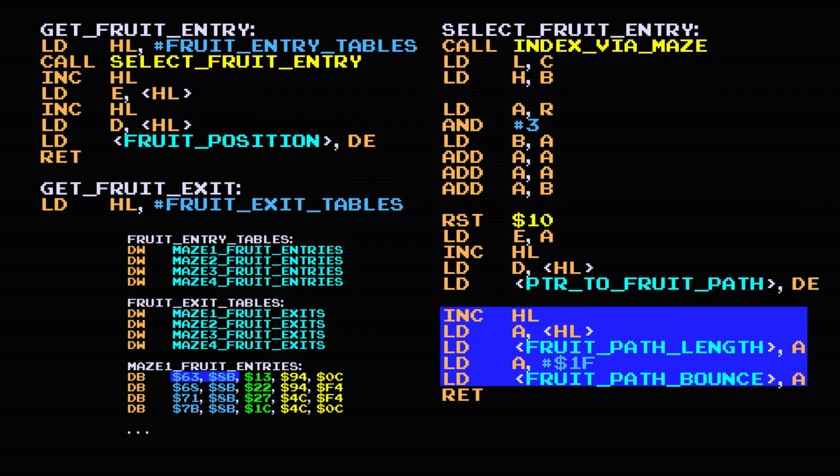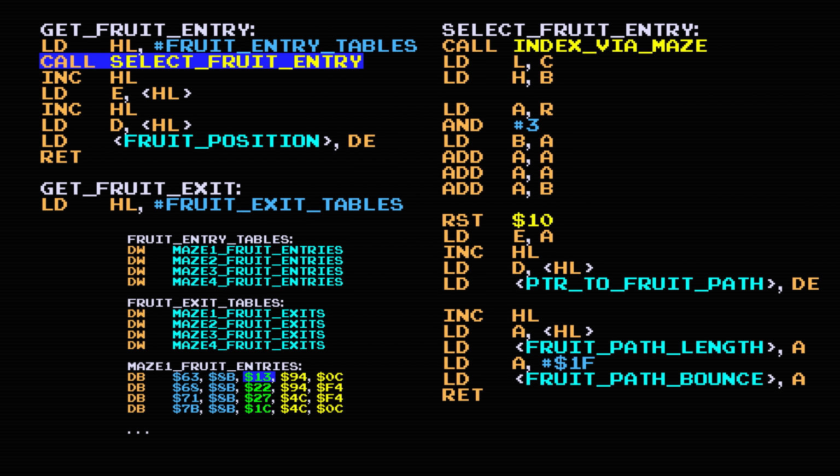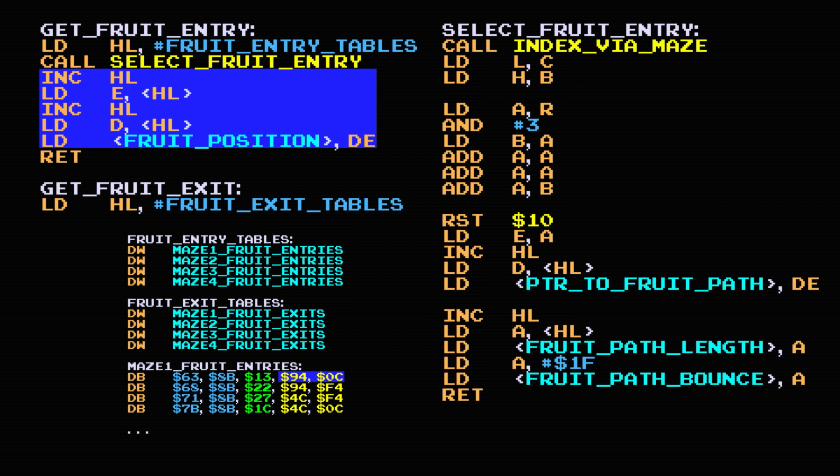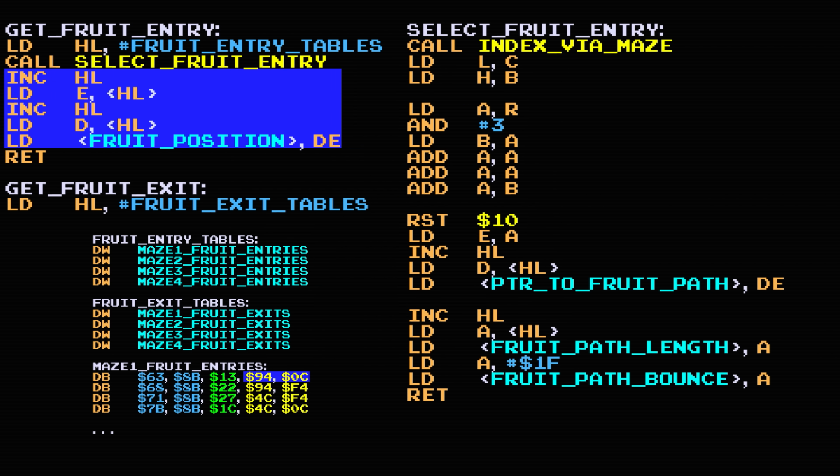Then this last bit copies the length of the path to another memory address and sets up a counter to the constant hex 1f. This counter is what is responsible for the bouncing animation the fruit does as it makes its way through the maze. At this point, the exit path code concludes, but the entry path code returns back up to the top here. Before returning for good, the next 2 bytes in the path entry table are copied to another location in memory. These are the initial position of the fruit, which is why this is only run in this case and not the other. And that's that.